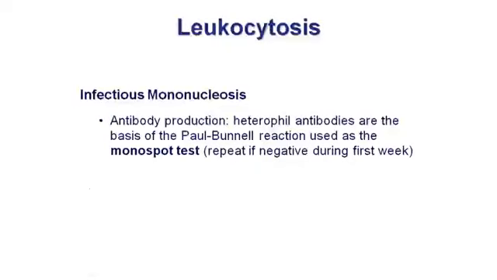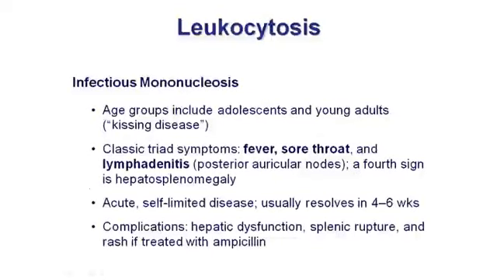Now, as far as antibody production, the heterophile antibody, which is a cold antibody, is typically produced, and we use a monospot test to identify it. It may be negative early, so you want to repeat it if you think the person has infectious mononucleosis. It's typically associated with kissing disease, so your typical patient is going to be someone in high school or college. Your classic presentation is going to be fever, sore throat, and bilateral cervical lymphadenopathy.